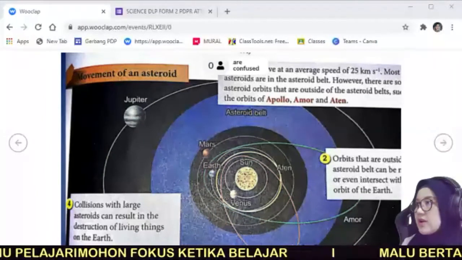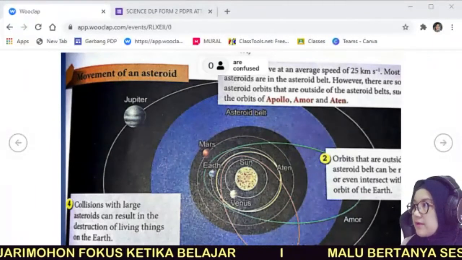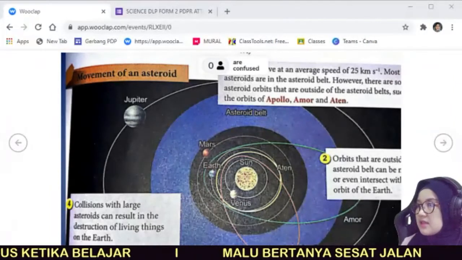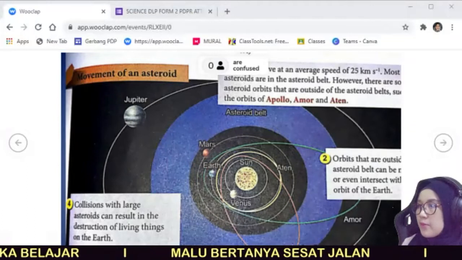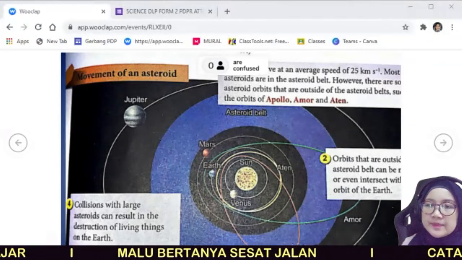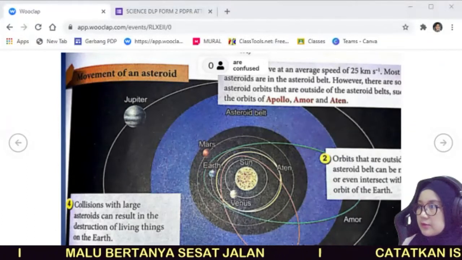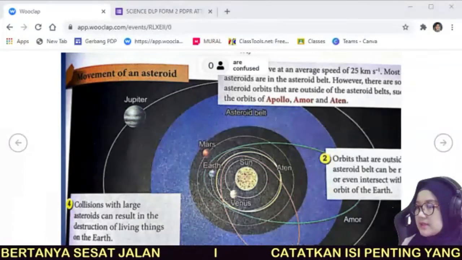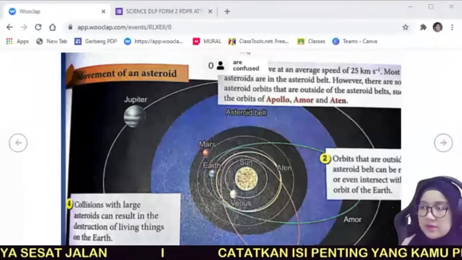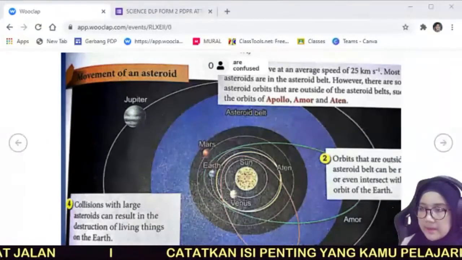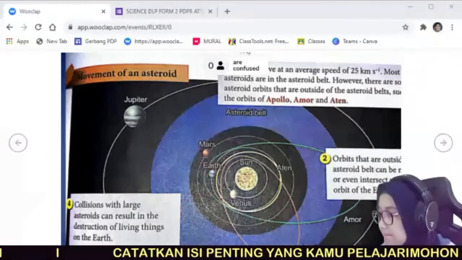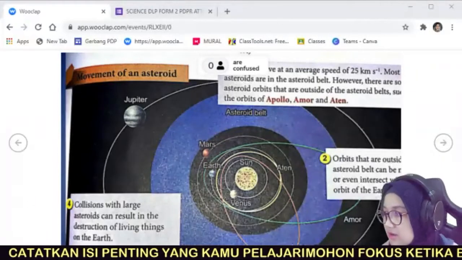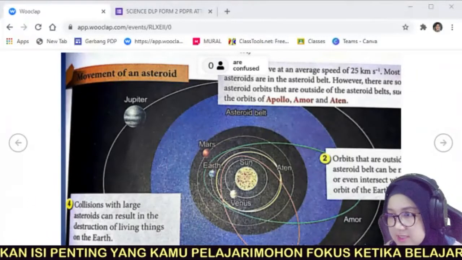Okay, most asteroids are in the asteroid belt. However, there are also asteroids orbiting outside the asteroid belt. The orbits are called Apollo, Amor, or Aten. Those are the names that refer to the asteroids that move. Number two, orbits that are outside the asteroid belt. You can refer to this from your textbook. Okay, number three, collision can happen between asteroid and the Earth at the intersection point and trails near the orbit of the Earth and orbit of the asteroid.